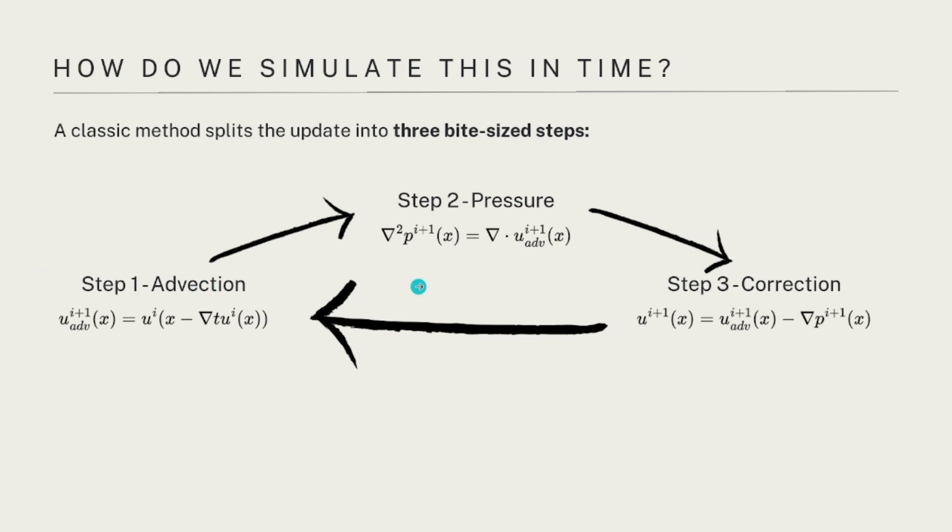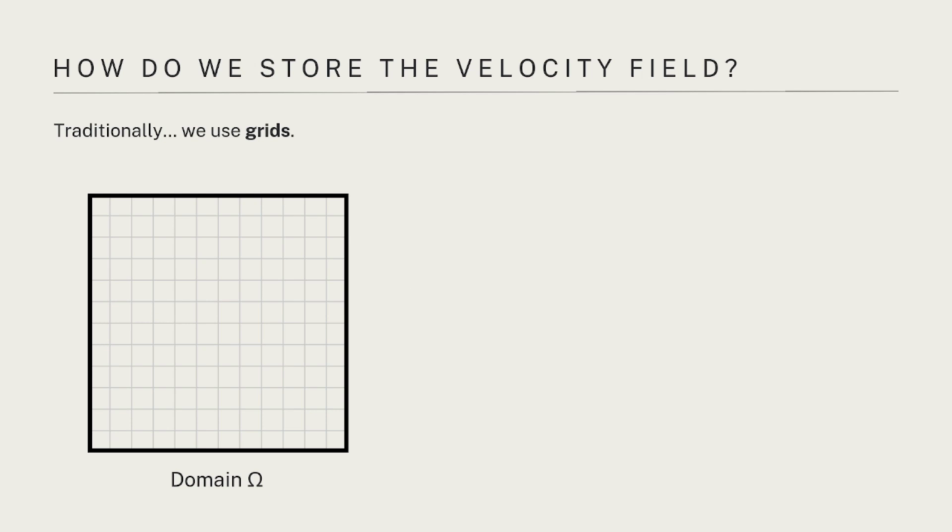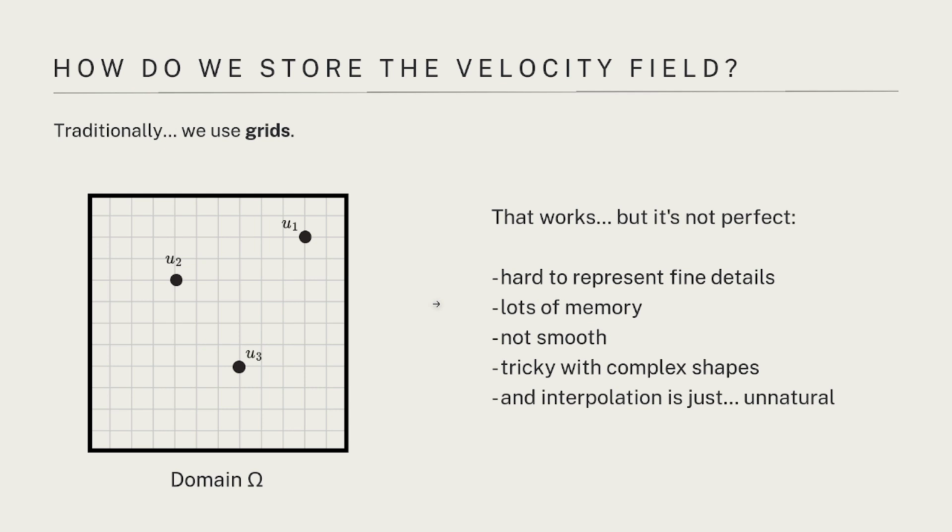Now comes the big question. How do we store the velocity field? Traditionally, we use grids. That's what almost all solvers do. Imagine just dividing the whole domain into tiny boxes and storing the velocity at each grid point. That works, but it's not perfect. It's hard to represent the fine details. It needs lots of memory. It's not smooth. It's tricky with complex shapes, and the interpolation is just unnatural.